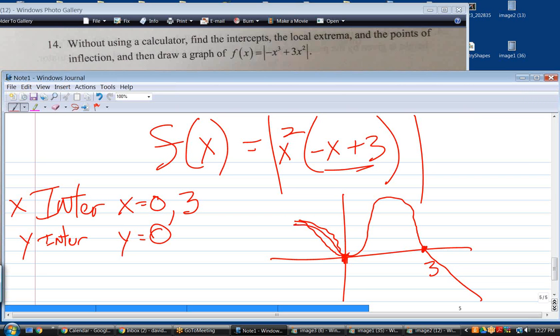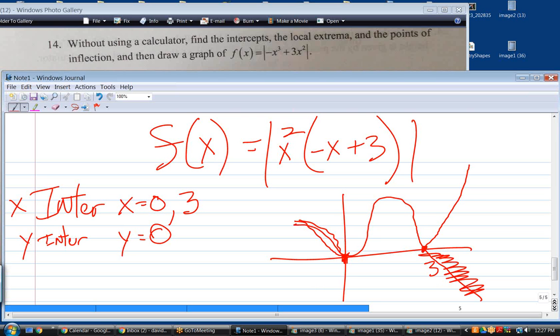Now, how would I graph? In other words, what I have graphed is this. When I put the absolute value around it, how does that change that graph? Everything's positive? Correct. In other words, anything that's negative gets reflected, and it basically looks like that there. And not like that anymore. So now it's easy to see where the local extrema are. Where are they?